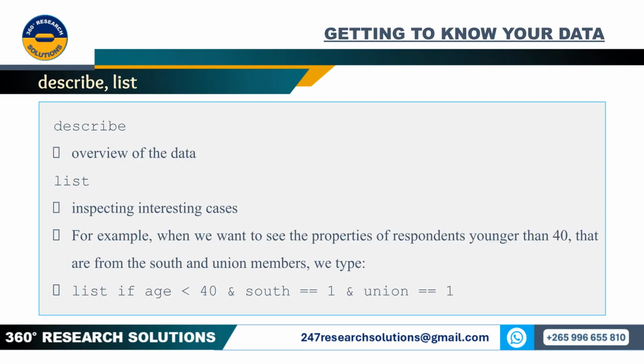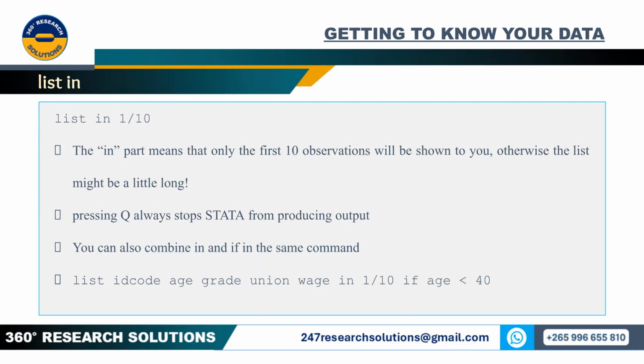To get to know your data, use describe for an overview or list to inspect specific cases. You can use if conditions, such as list if age < 40 & south == 1 & union == 1 to filter results. The in qualifier shows a specified range of observations, like list in 1/10. Pressing Q stops STATA output. You can combine in and if in the same command for more specific listings.